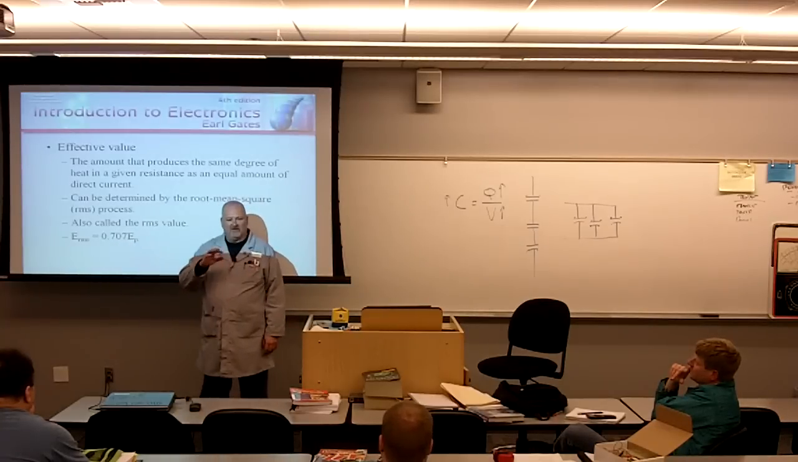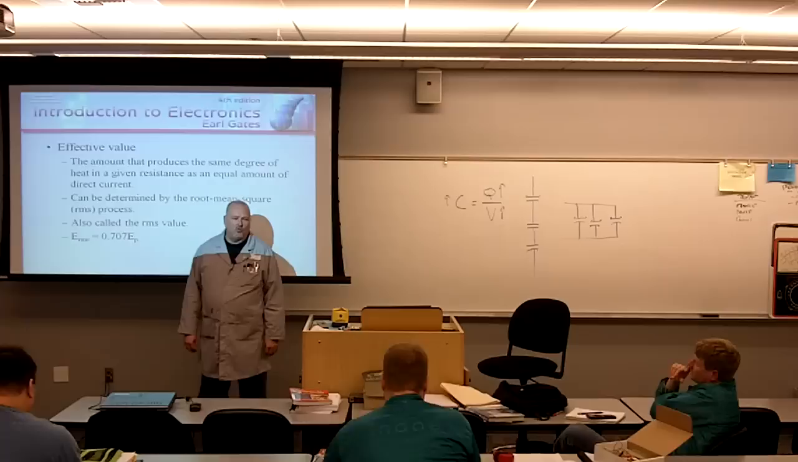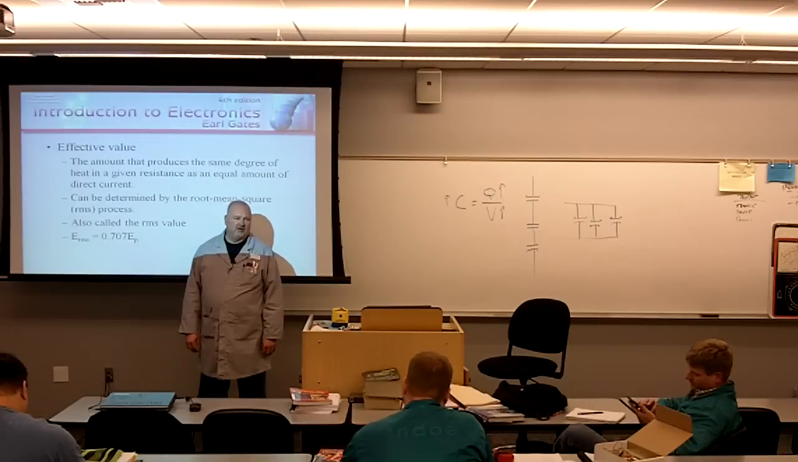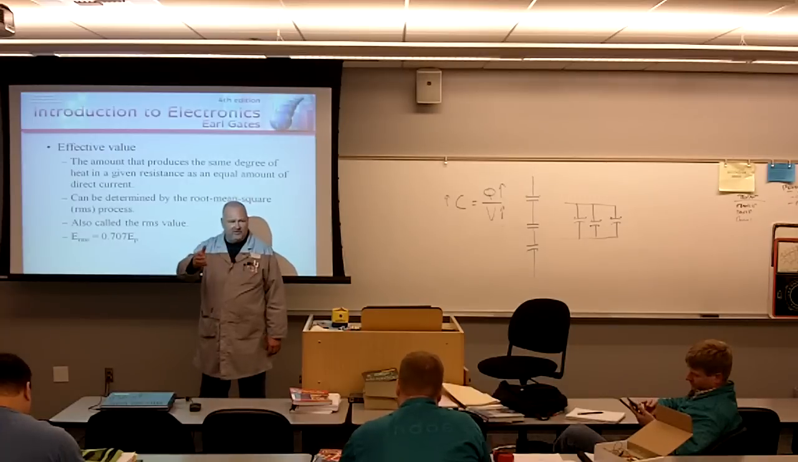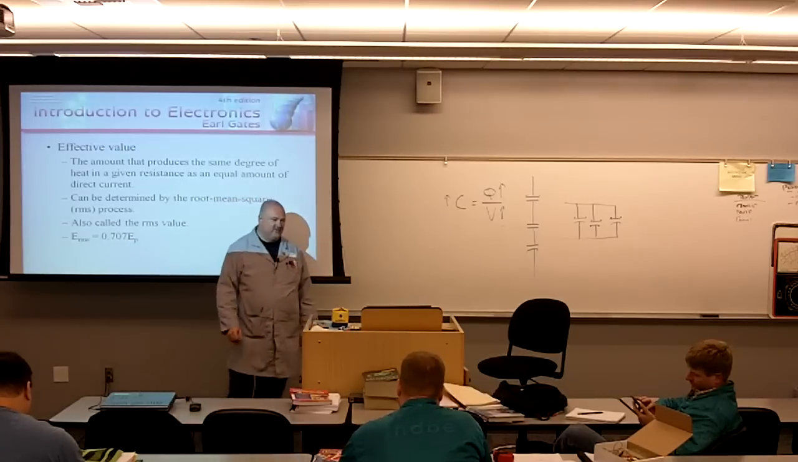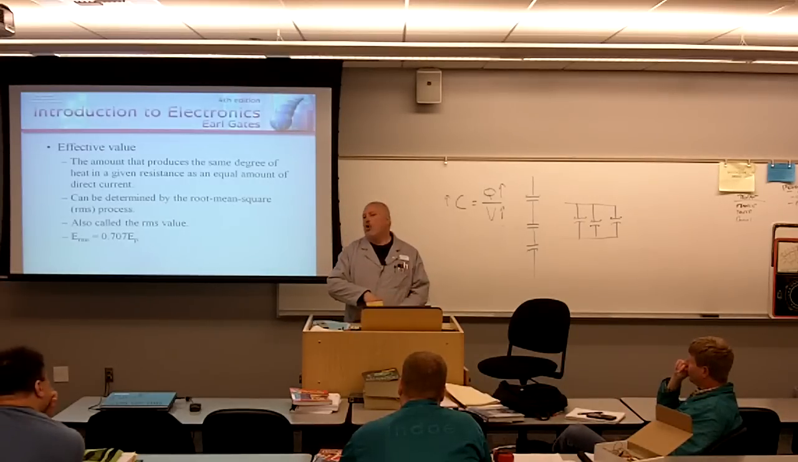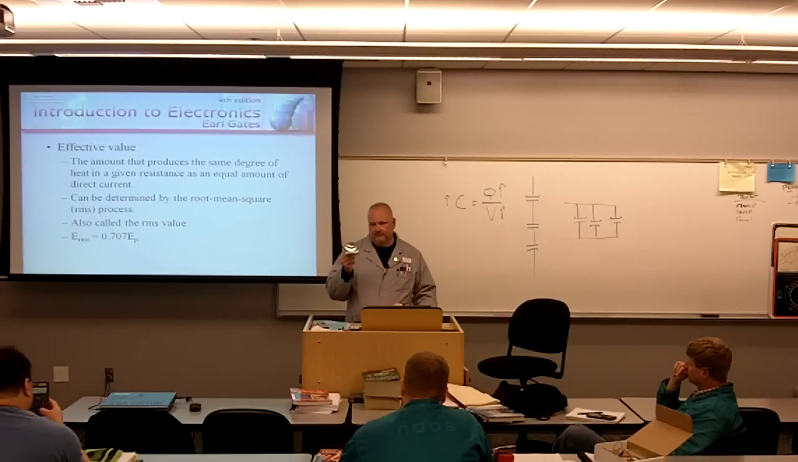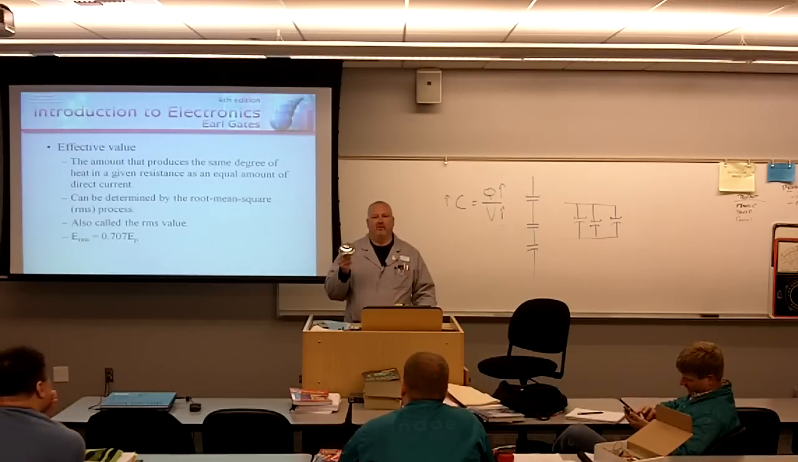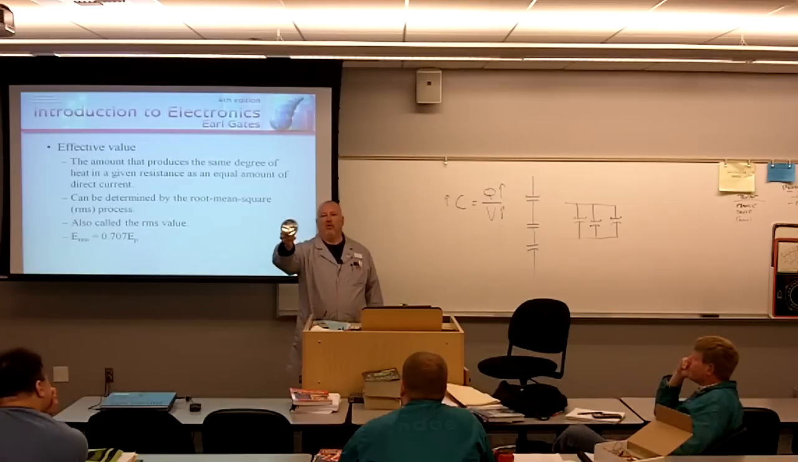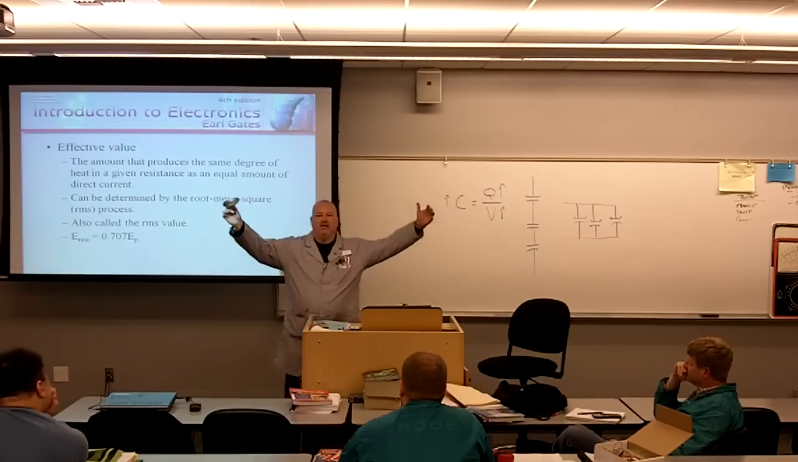Plug .707 in your calculator, and then use the key that's 1 over x. It's called your reciprocal key, or x to the minus 1 on some of yours. What is the reciprocal of .707? 1.414. Make sure you use that whole number. Don't round it off. What's 12 volts times 1.414? 16.9 volts peak.